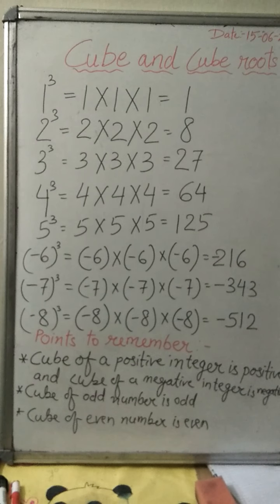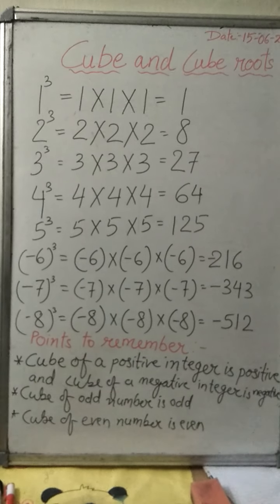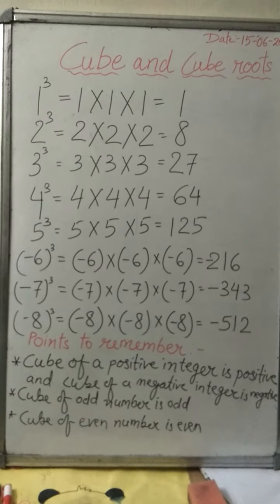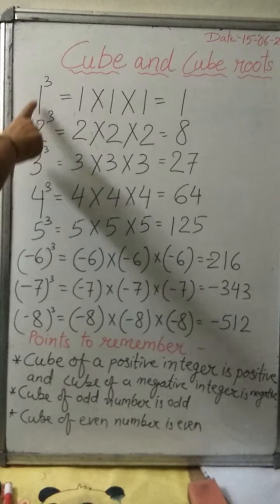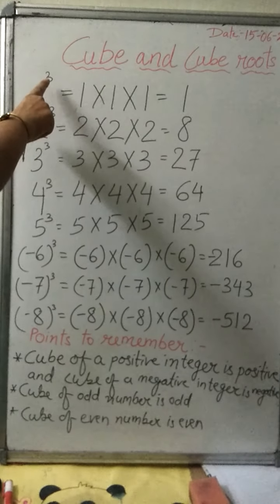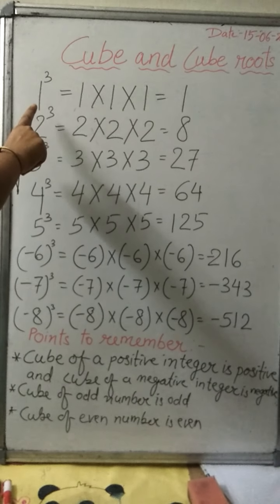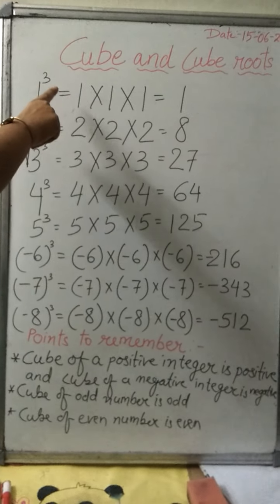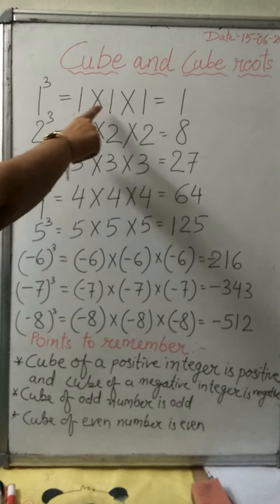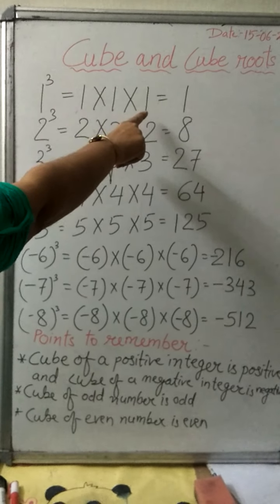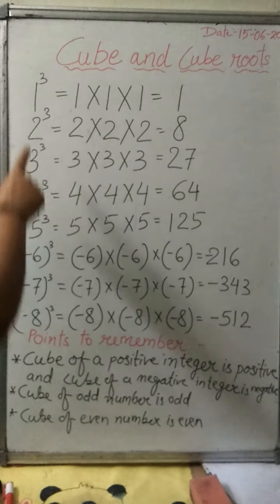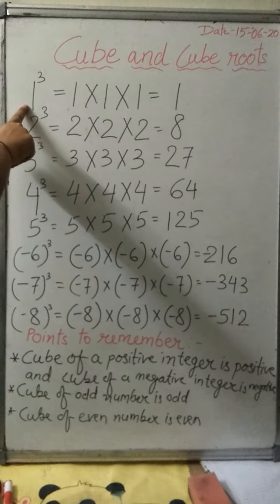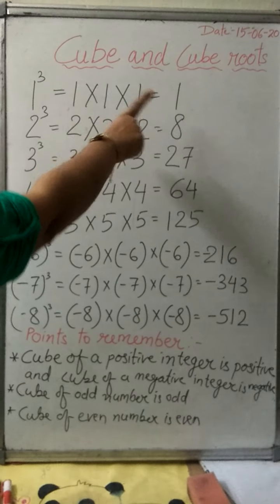To find the cube of a number, it is multiplied 3 times. For example, 1 cube, 1 to the power of 3, we can call it 1 cube. That is equal to 1 into 1 into 1. When you multiply, you will get 1. So that means the cube of 1 is 1.